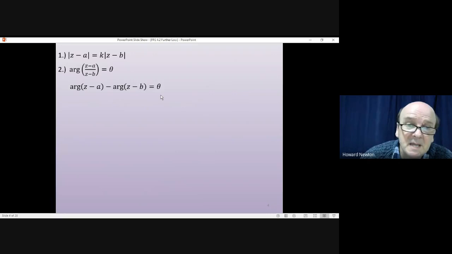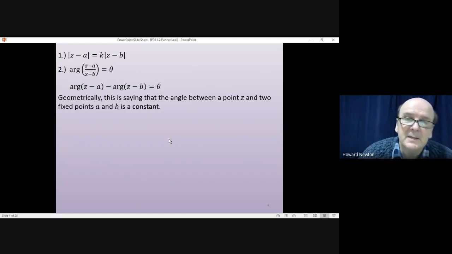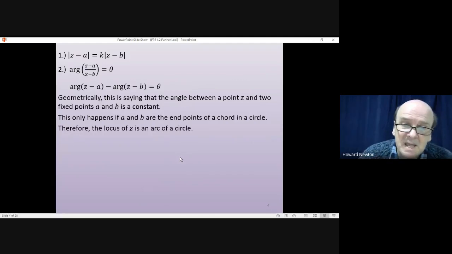Now, what is this saying? Geometrically, this is saying that the angle between a point z and two fixed points a and b is a constant. Now, when does that happen? Well, it only happens if a and b are the end points of a chord in a circle, which means that z is going to be tracing out not the whole circle, but an arc of a circle.